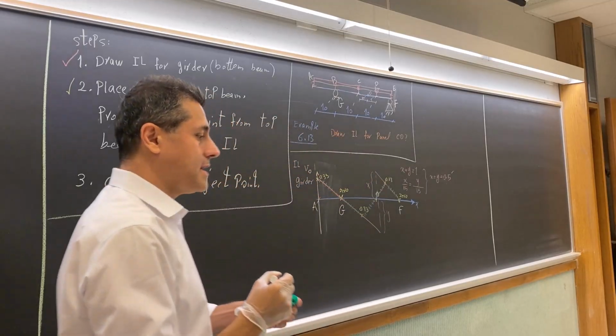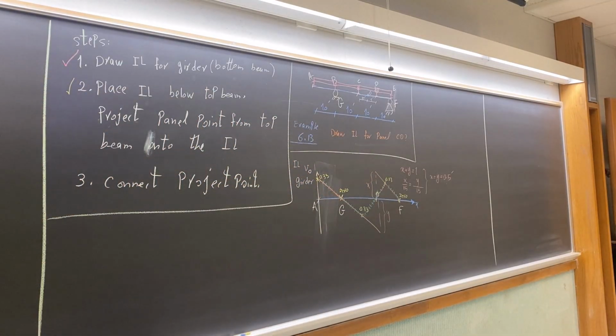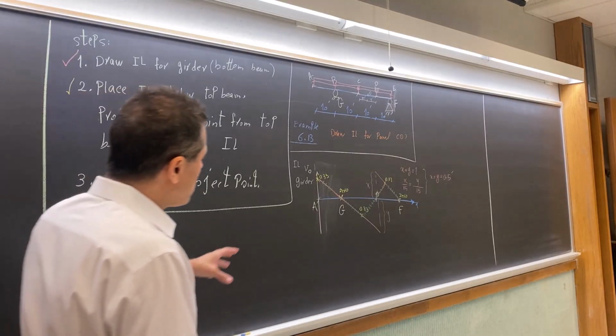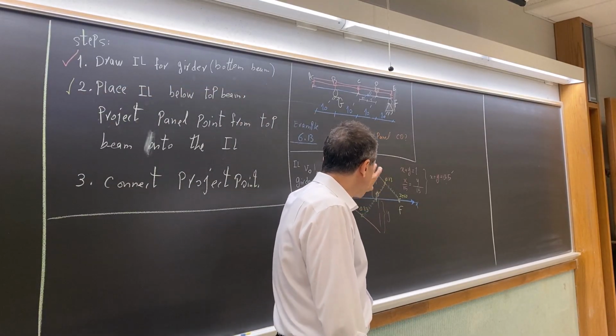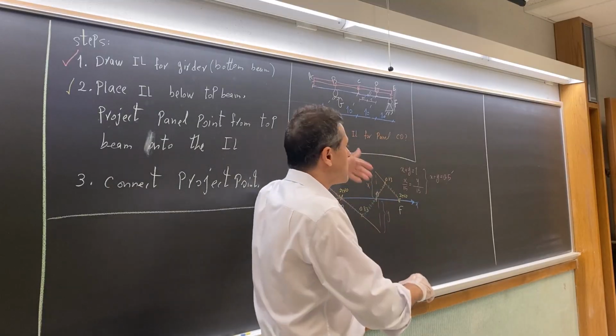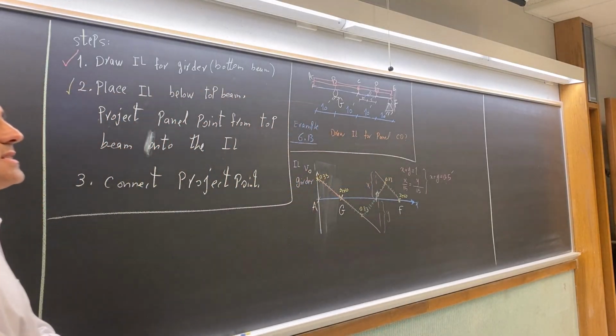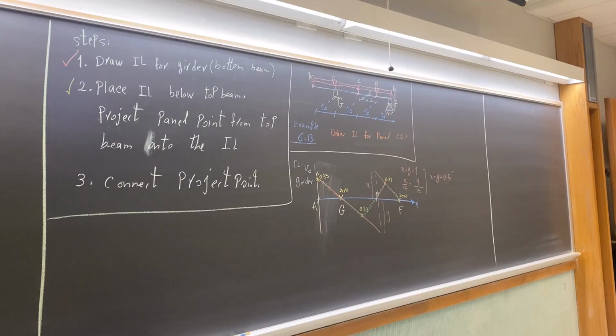This is the final answer. We just connect them by a straight line. And then all the geometries are here. If you want to calculate these values, they are all there. So this is the professional method.